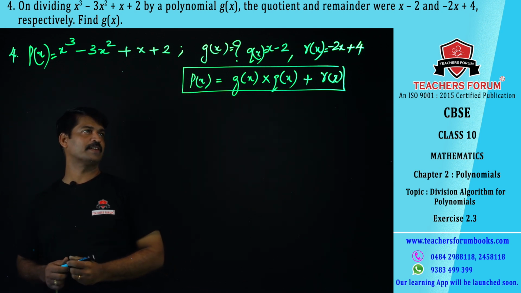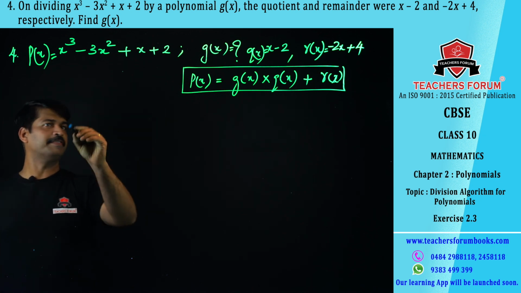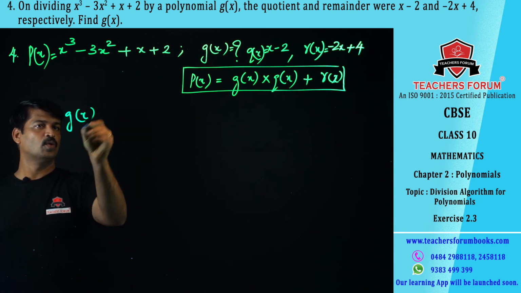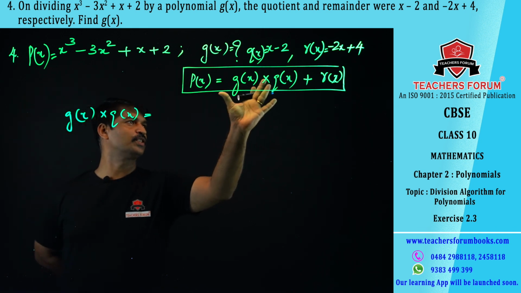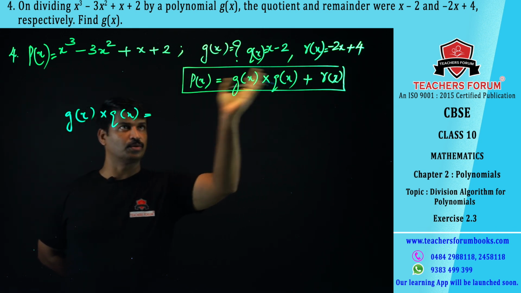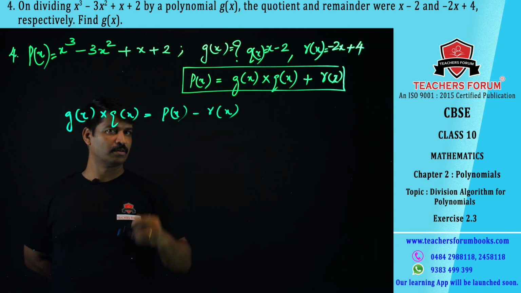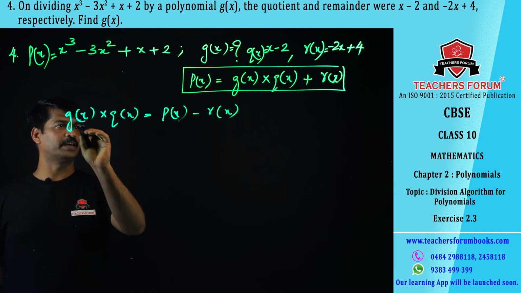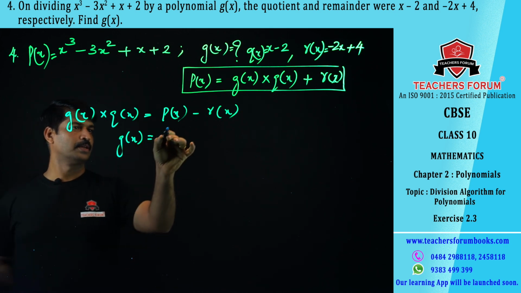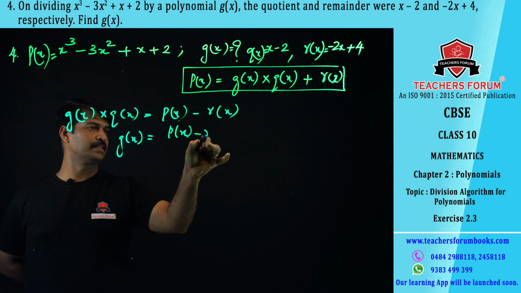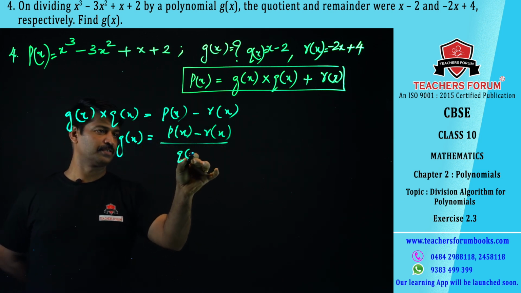Okay, can you tell me what is g of x from here? From division algorithm, first you can find out what is g of x into q of x from here. What is g of x into q of x? Take r of x to this side. So you will be getting p of x minus r of x. Okay. From here you have to find out what is g of x. G of x is equal to p of x minus r of x by q of x.